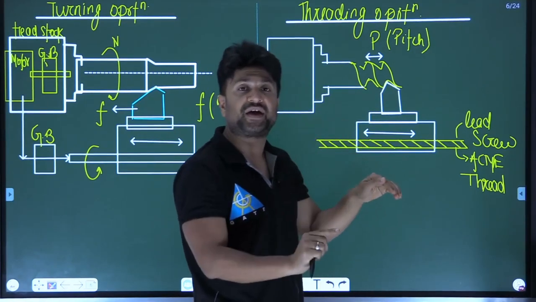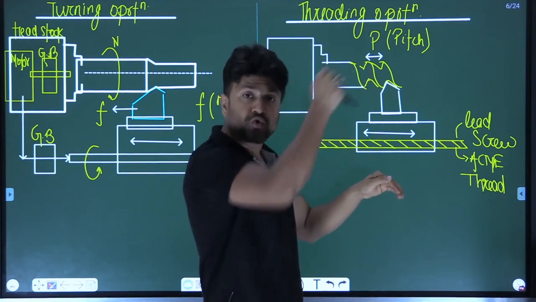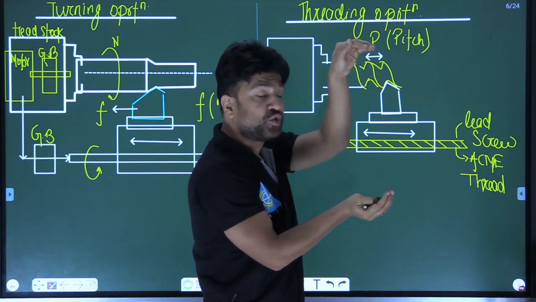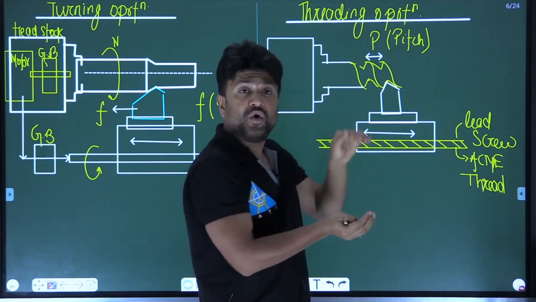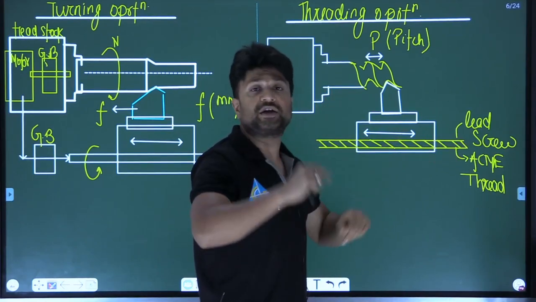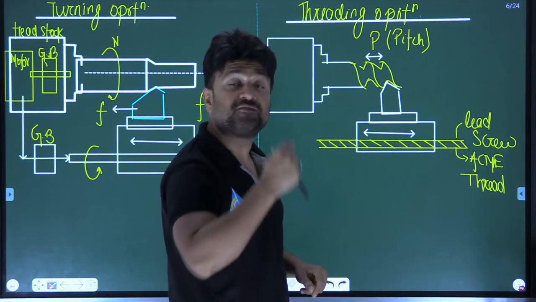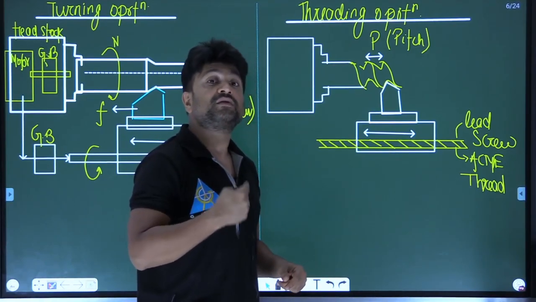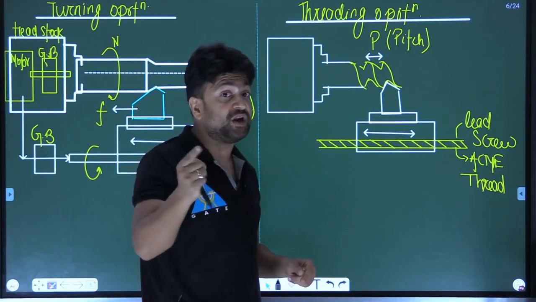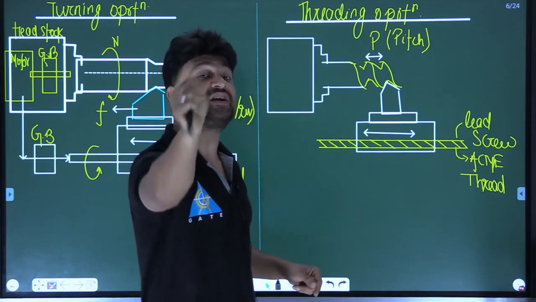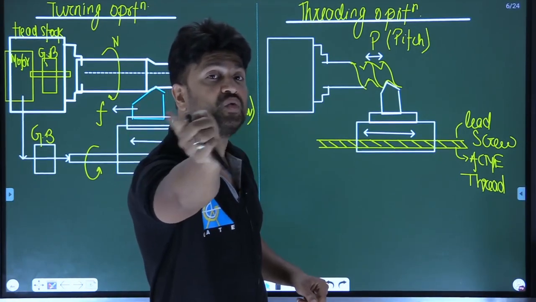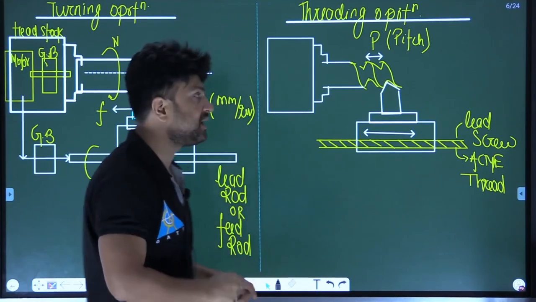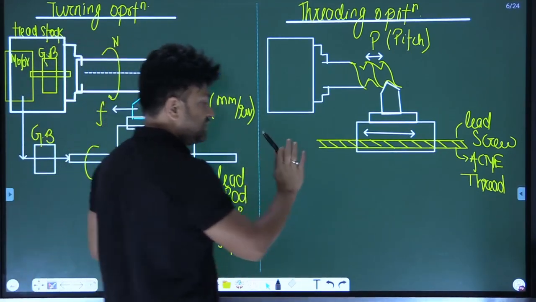Half nut is a part of the carriage. Now when you close the lever, the half nut is going to grip the lead screw. Indirectly the lead screw is connected to what? Connected to the carriage. If the lead screw rotates, then what happens? The half nut will do a linear motion, and as the half nut is a part of the carriage, the carriage will do a linear motion, my dear. Am I clear?